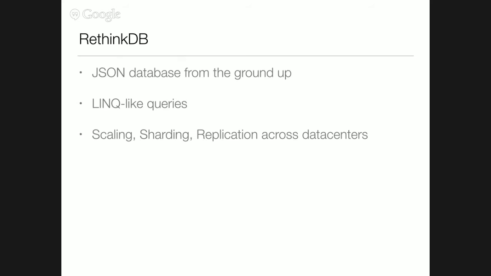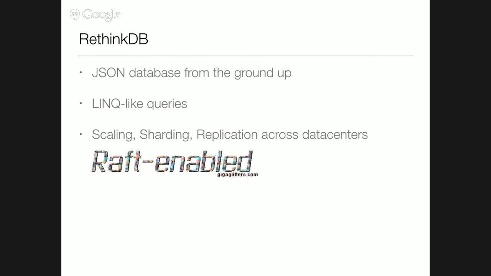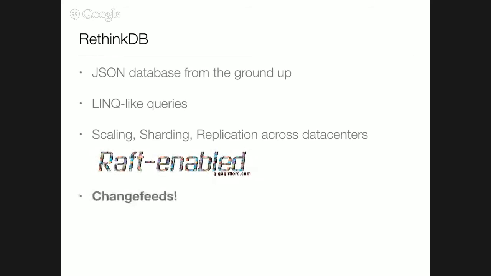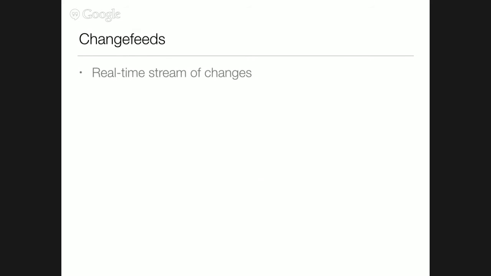It also does scaling, sharding, replication across data centers, and with the new beta, it's Raft enabled. For the people that are distributed computing nerds, that's like the latest and greatest algorithm. And then for what we're here for, it does Changefeeds, the real-time stream of changes. Something changes in the database, you get an update for it. A new row, a change to an existing document, or just an arbitrary query that you have written. It can have filters, transforms, all sorts of stuff on it.